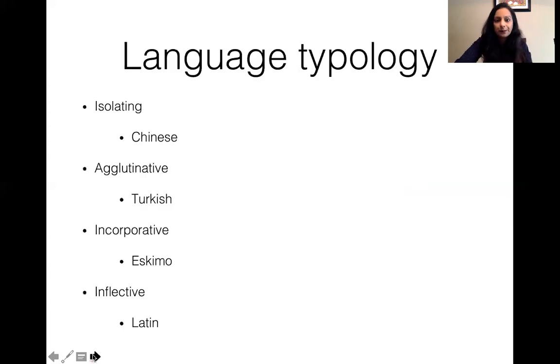All right, so a little bit of language typology over here. An isolate is a language where you cannot find connections to any other language.